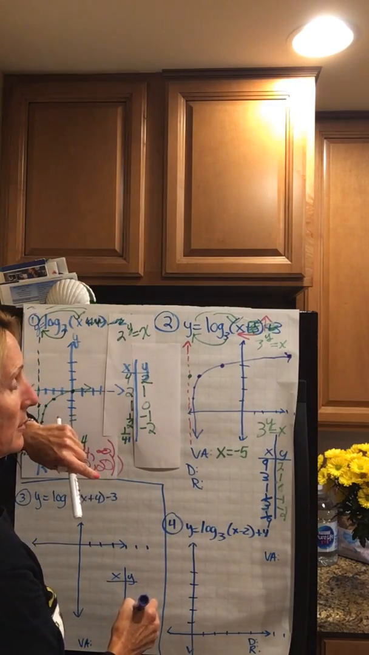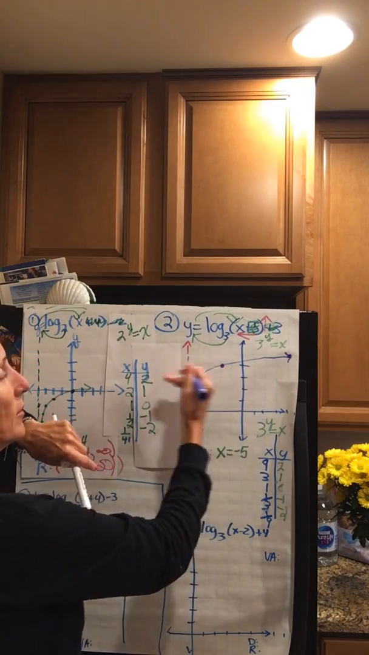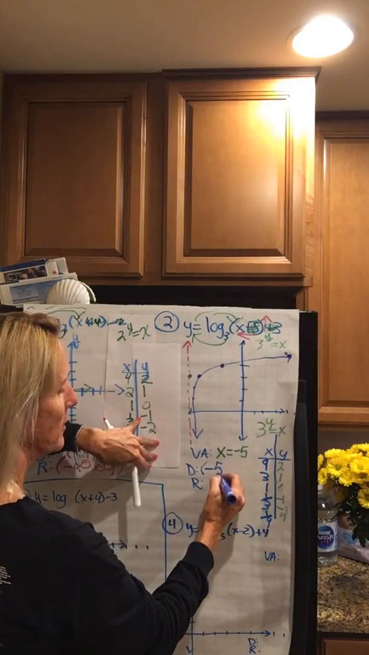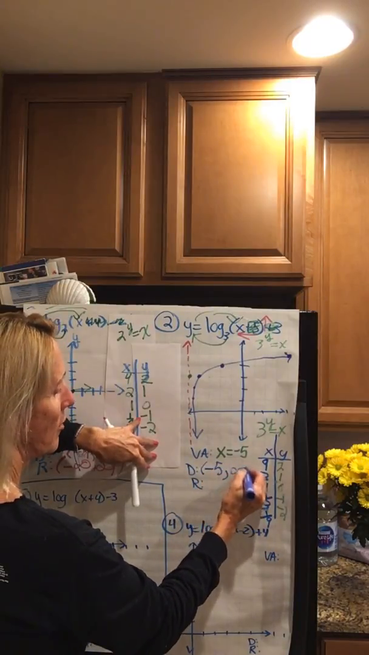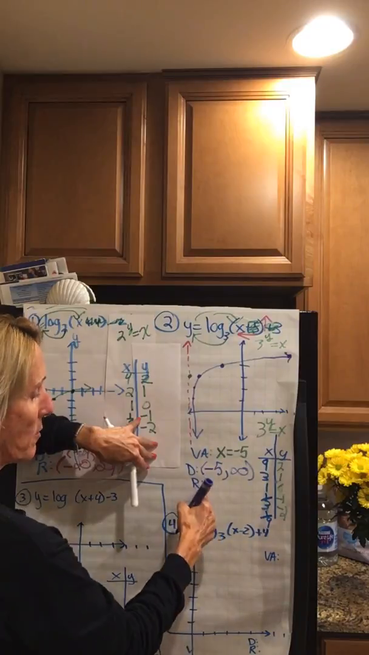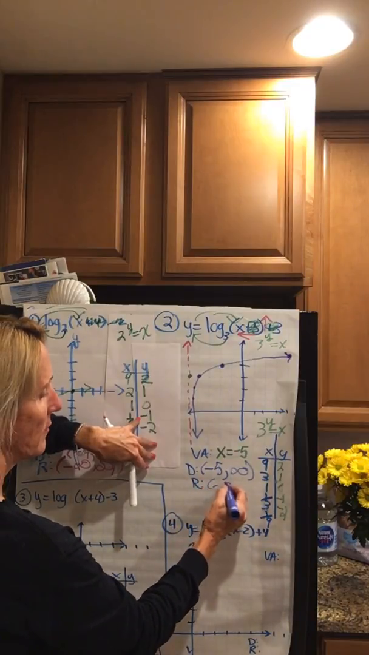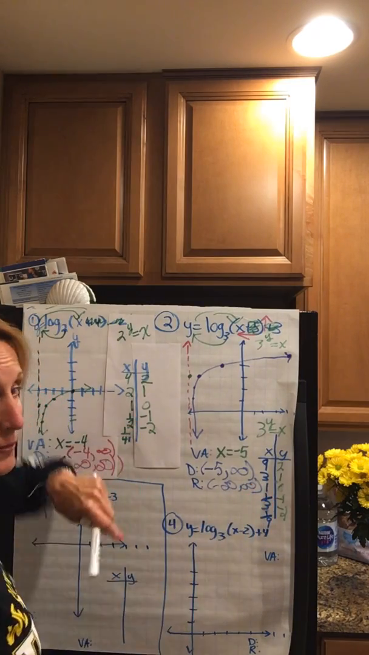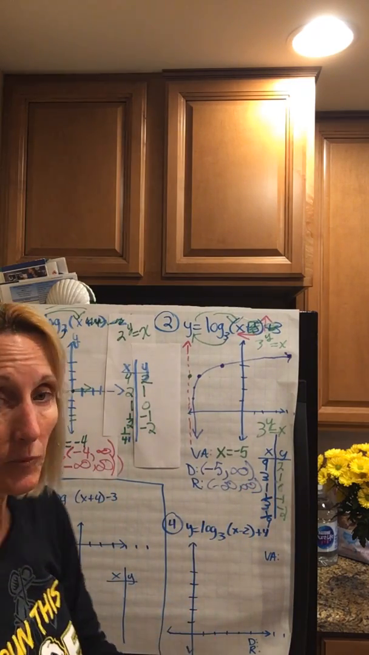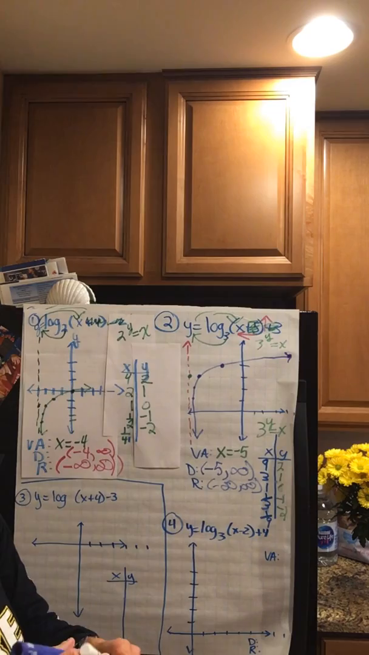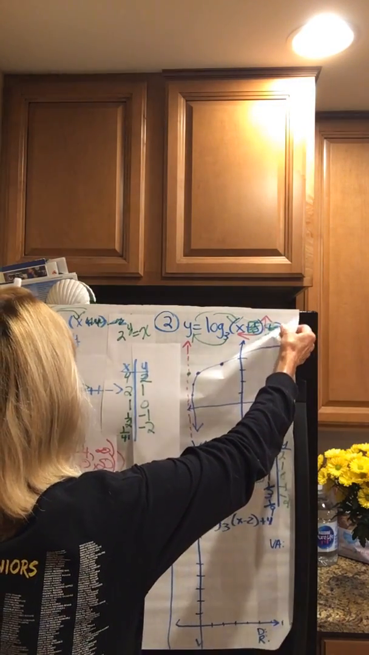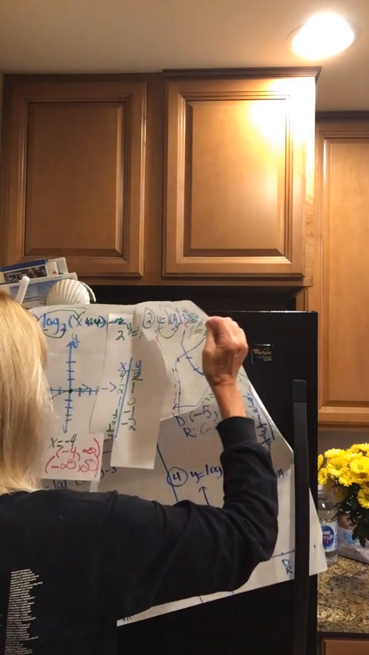So again, my domain, how far left can I go? I can go all the way to my vertical asymptote at -5, and it goes on forever to the right. My range is always -infinity to positive infinity. Okay, so 2 more to go. Checking answers. Okay, let me scoot this up a little bit.